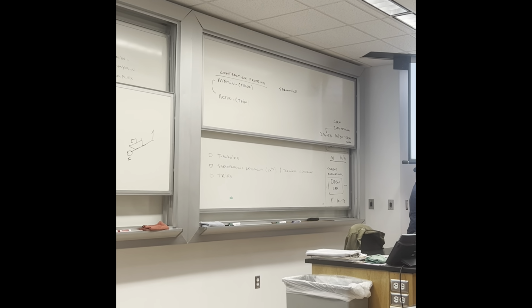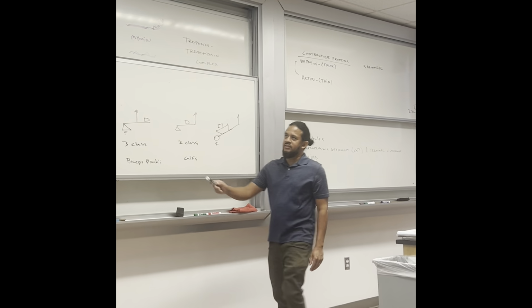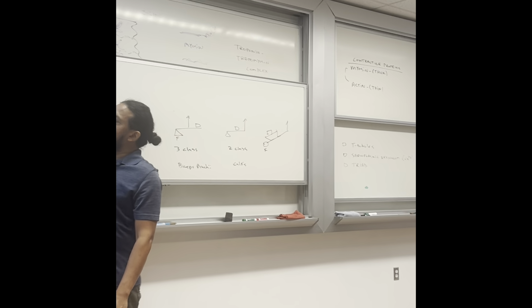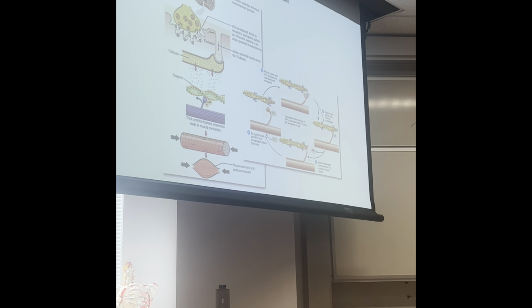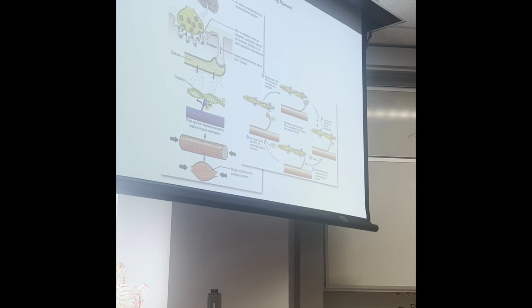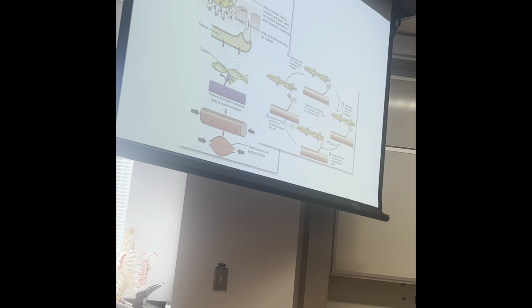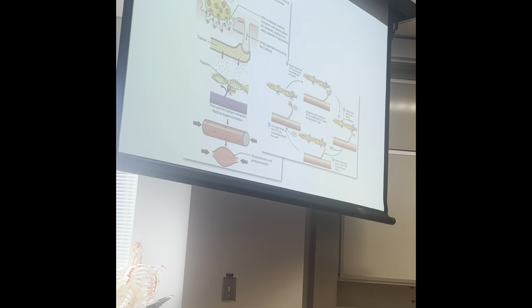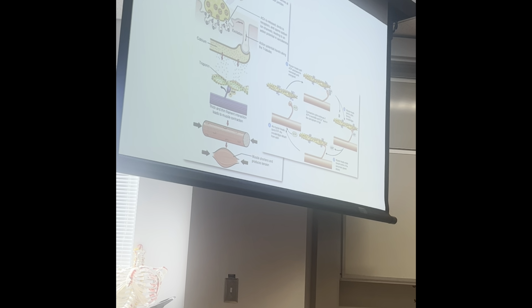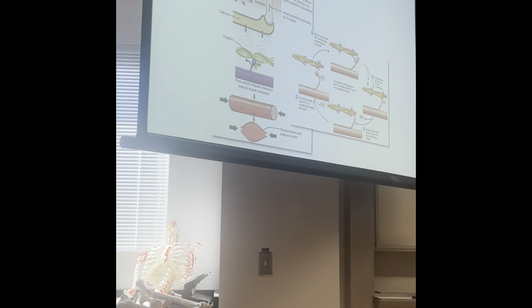And then for this, make sure you understand the basics of this cycle that we talked about today in sliding filament, okay? ATP is needed for the contraction or the relaxation? Relaxation. If you don't have any ATP left, that is called the rigor state. That's what rigor mortis is. When you don't have enough ATP, the muscle can't relax.